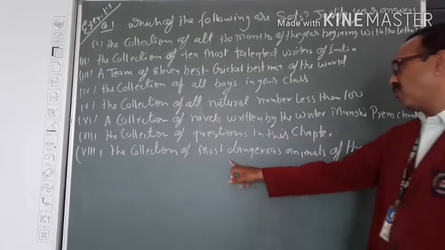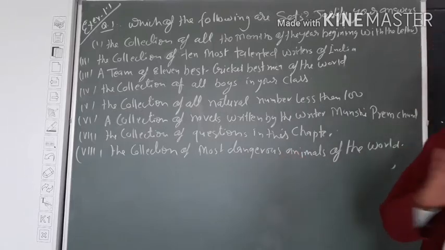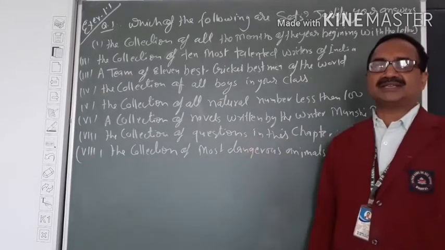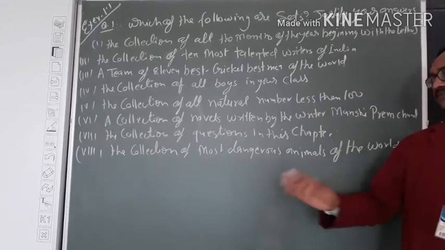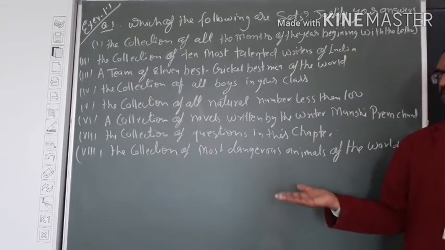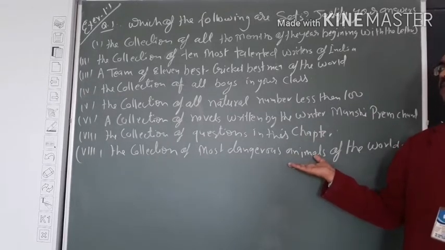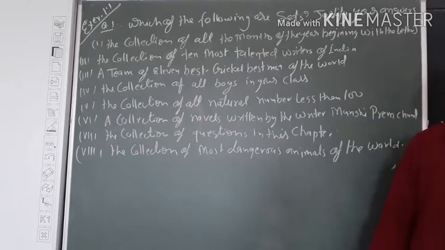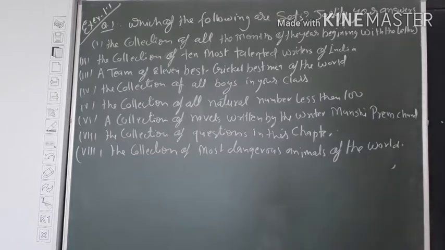The collection of most dangerous animals in the world. This is not a well defined collection. Somebody says this is a dangerous animal, some say that is a dangerous animal. So this is not an example of a set. Okay, so jot it down.